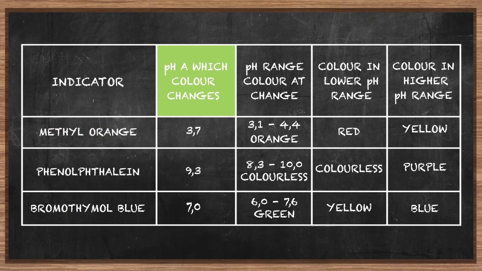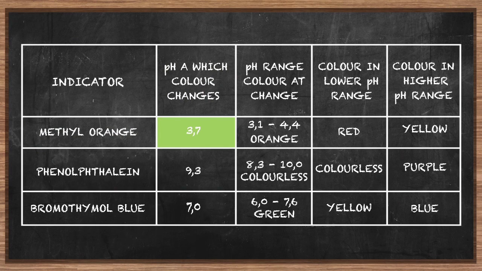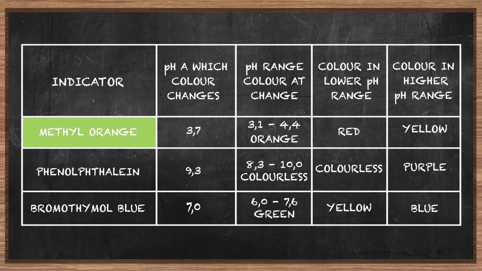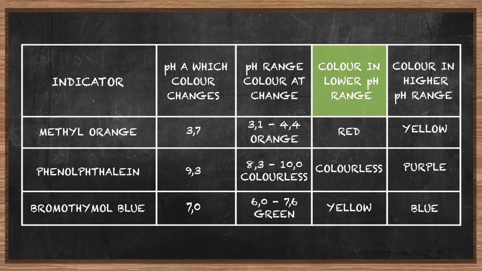Methyl orange changes color at pH equals 3.7. Note that this change happens when the solution is acidic. Methyl orange discriminates between a strong acid and a weaker acid. As the solution approaches its color change range, it turns orange, a mixture of red and yellow. Over the range 3.1 to 4.4, methyl orange is orange. It is a red color at pH below 3.1 and its yellow color above pH 4.4.